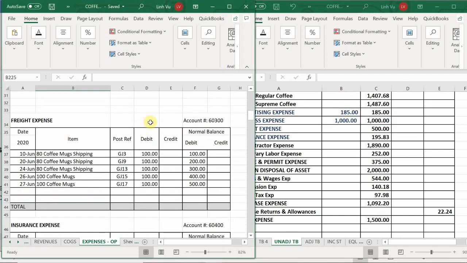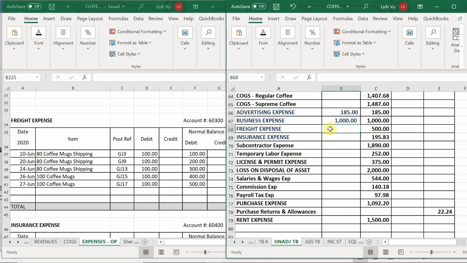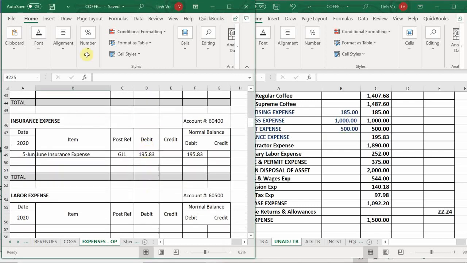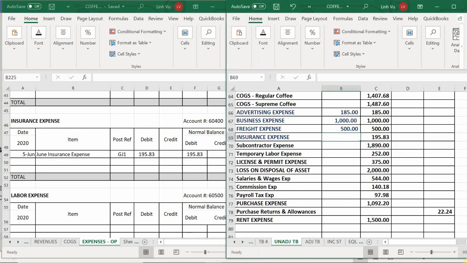Let's see, what else do we have? We have freight expense. Freight expense right now is $500, so that stayed the same. So I'm going to bring that over here to main account. Okay. Insurance expense is still $195.83. So therefore, I'm just going to copy that cell over.